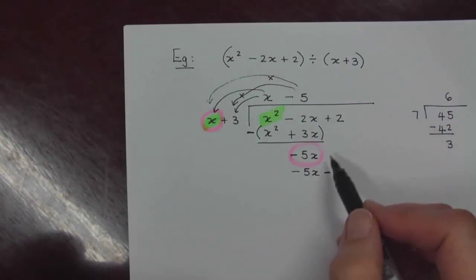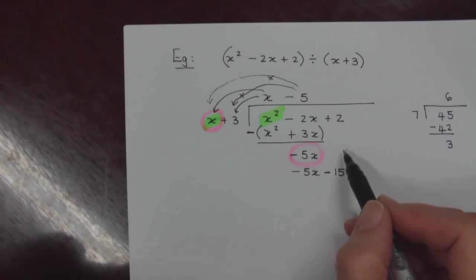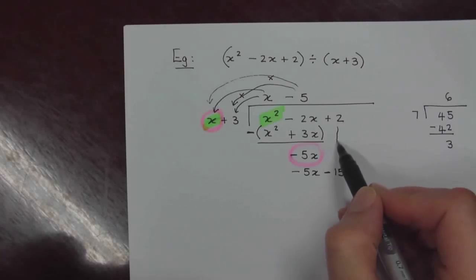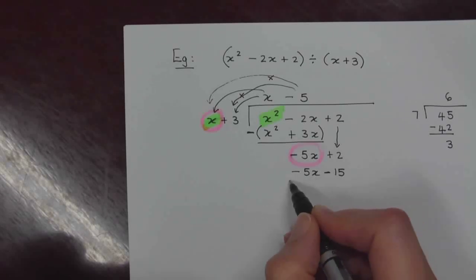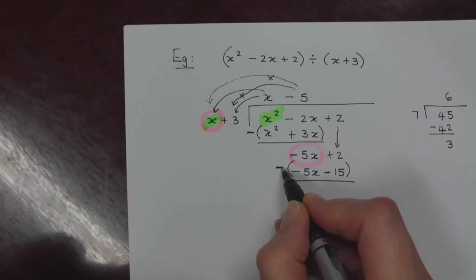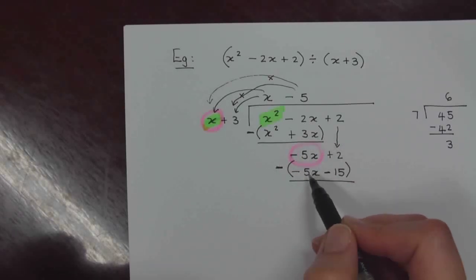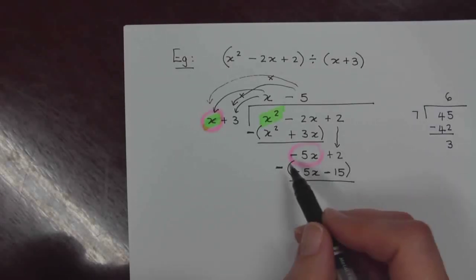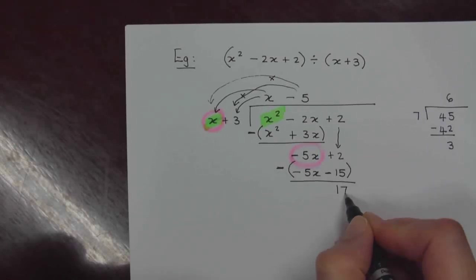Now you should notice I'm going to subtract these two, but there's nothing there to subtract the minus 15 from. That's not a problem. I'm going to bring this 2 down. Now again, exactly the same principle. Put a bracket around, put a minus in front, and now say minus 5x minus minus 5x, which is then plus 5x, this is 0. Then over here, 2 minus minus 15 becomes 2 plus 15, which is 17.